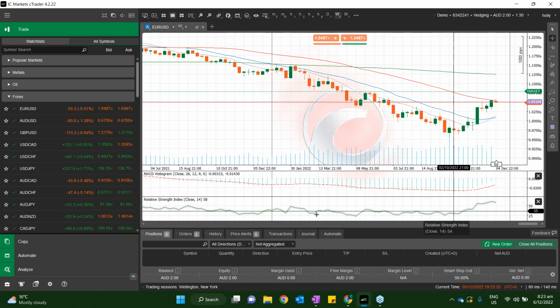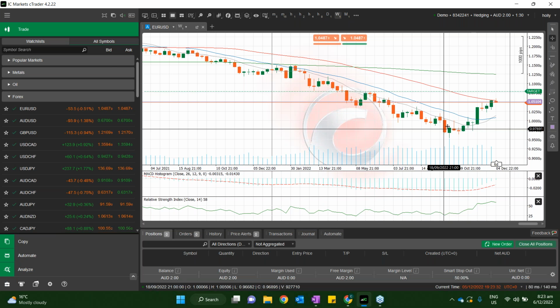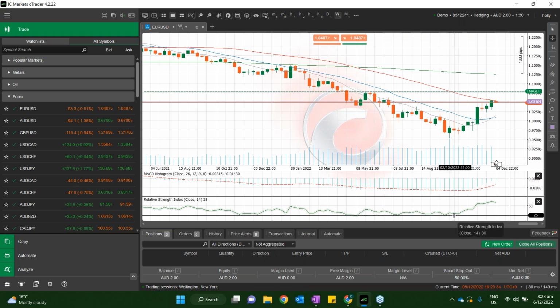Now, the RSI is the relative strength index. We use it exactly the same way. Again, put your cursor on that low, and you can see where the RSI line is. Compare it to this low. Now, bear in mind it can be equal or it can be lower.